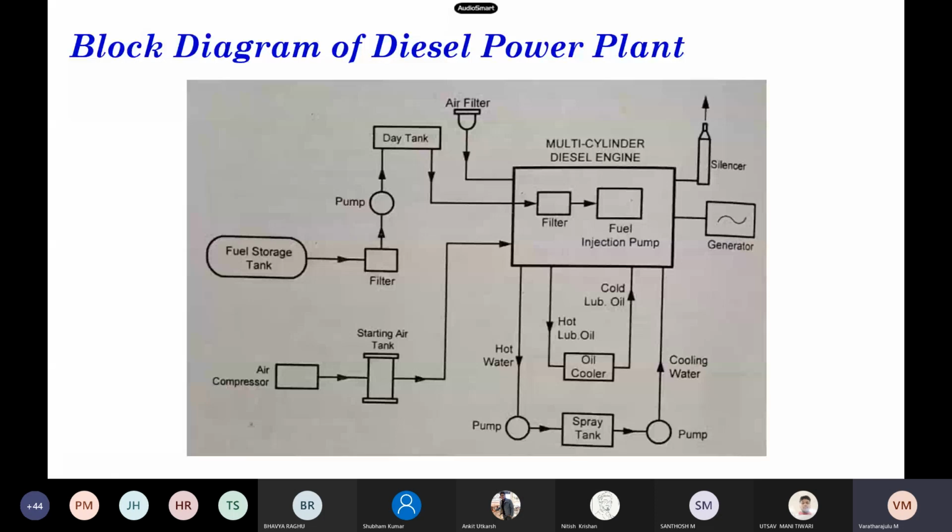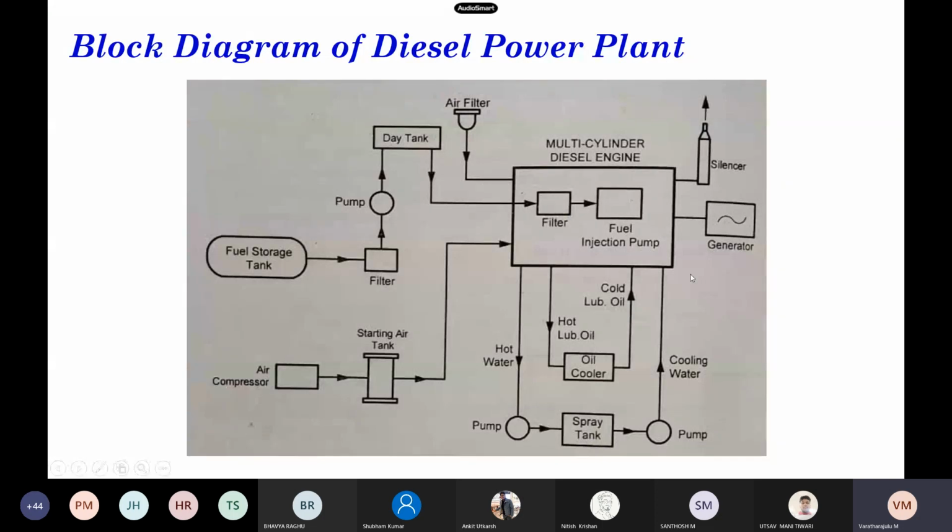And see, there are various components related to the diesel power plant or diesel engine: the engine starting system, fuel supply tank, air intake system, exhaust system, cooling system, lubrication system, and governing system. These are the systems related to this diesel power plant.